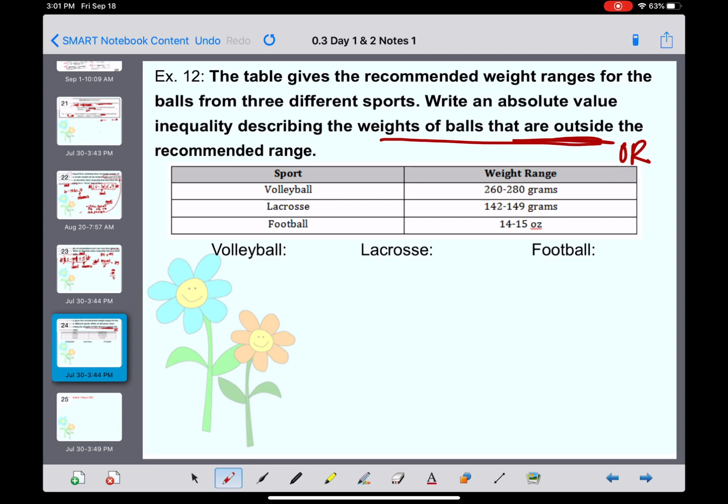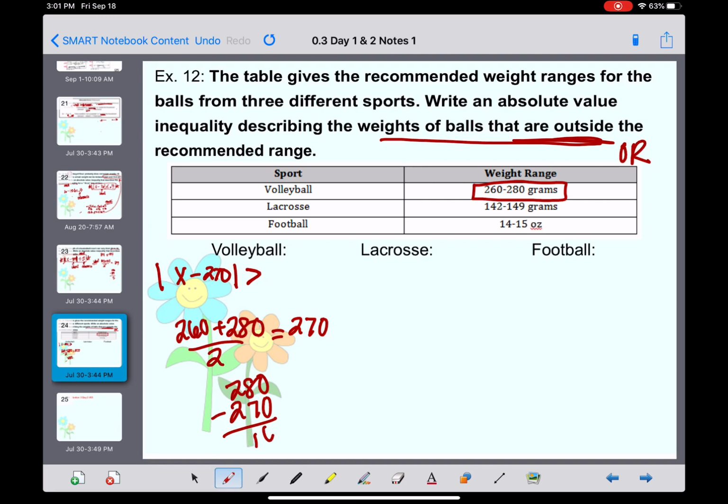Okay? So for volleyball, we have 260 to 280 grams. So we want it to be an absolute value where it's x minus something, and we want it to be outside something. Okay? So we need to find the average. So 260 plus 280 divided by 2. That's 270. So 270 is my center. Goes in the center. And then 260 and 280 are above and below 270 by 10. So that's my absolute value inequality.